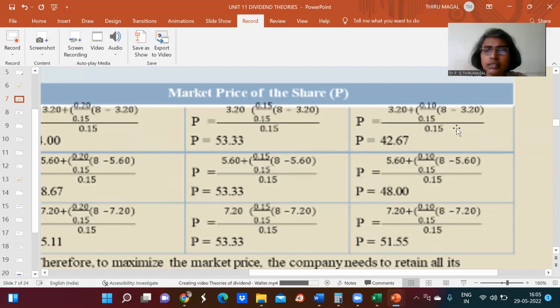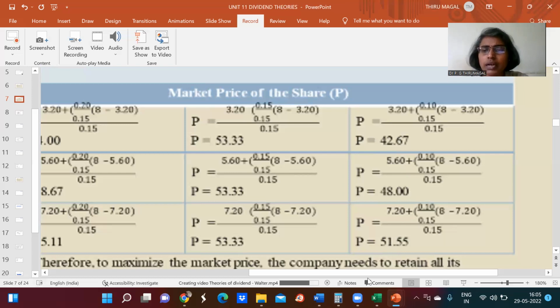Whereas if you see the third firm, that is Z, here the R value is less than the K value, the return is less than the K, which means it's a declining firm. So 100% payout is the optimum payout ratio. First you check here, when dividend is 3.20, the share price is 42. When dividend rate increased, the share price is 48. When dividend is 7.20, the share price is 51.5.